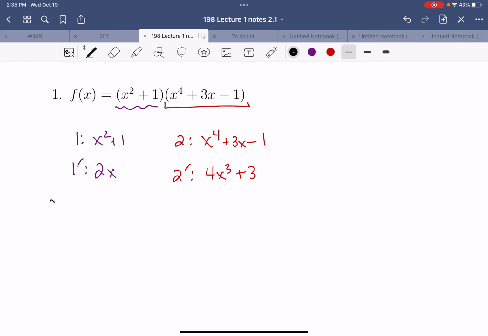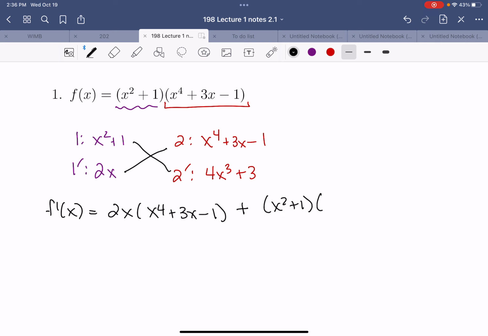When we put our derivative together using our product rule, I'm going 1 prime 2, so that's 2x times x to the 4th plus 3x minus 1, plus, because it's product rule, these two multiply together: x squared plus 1 times 4x cubed plus 3. With product rule, the order doesn't matter. The order in which you multiply or add does not matter as long as you're doing diagonals, if you think about it in terms of this setup.